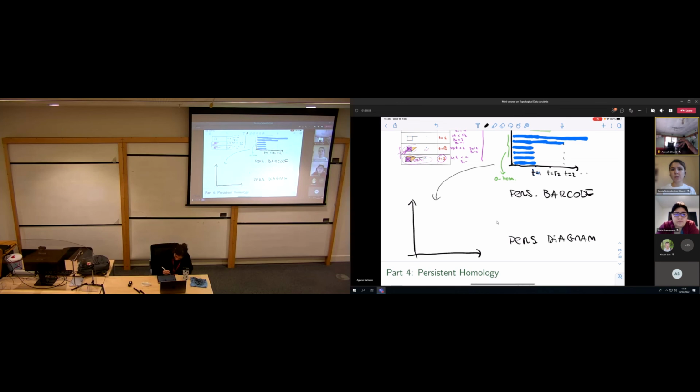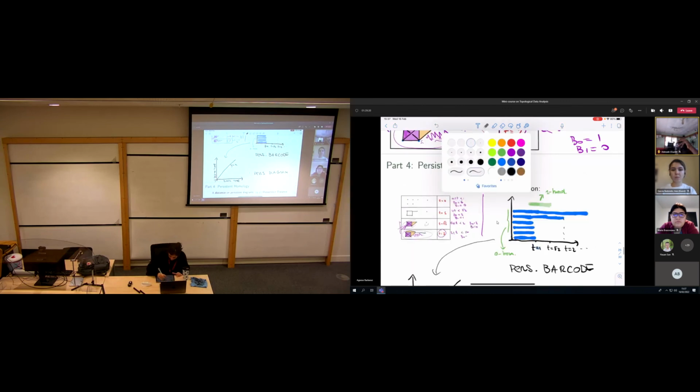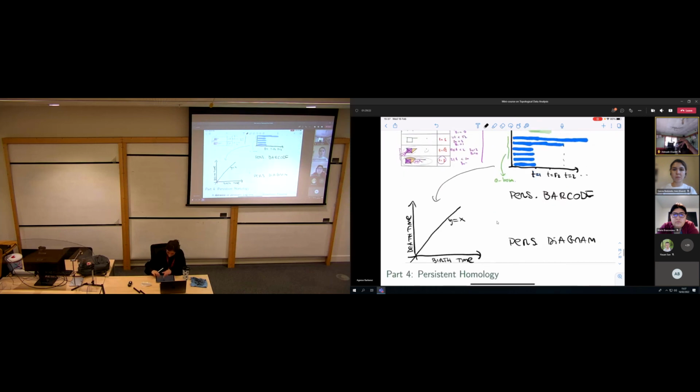by interpreting each feature, each homology class appearing in the filtration, as a dot in a plane. This is the line y equal x. The x-axis represents birth time. The y-axis represents death time, and I can represent all my features as dots.